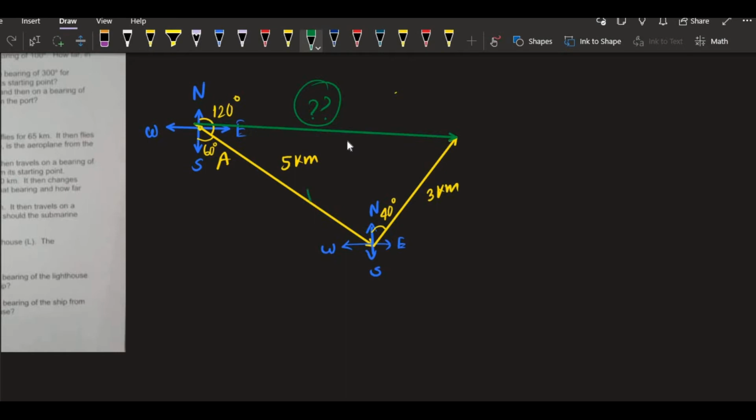So basically he went from here to here, then he went from here to here, and now they're telling you from the starting point what is the distance, what is his length from the starting point.